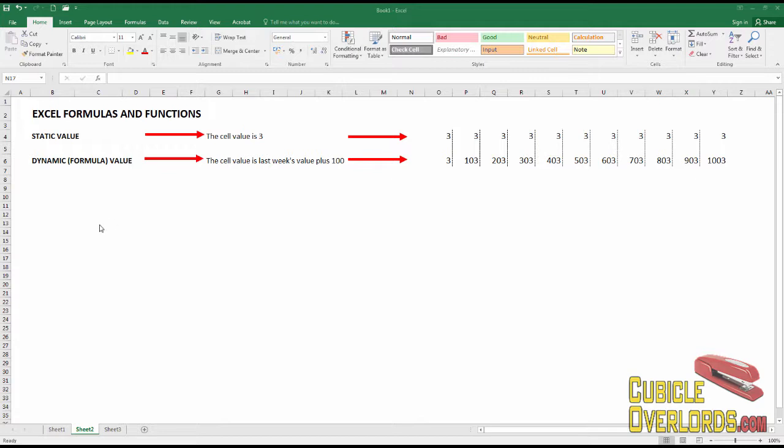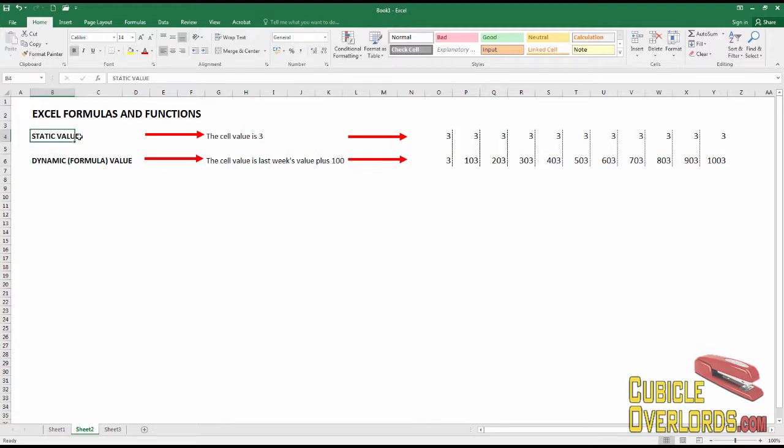Let's start by talking a little bit about static values and dynamic values in Excel. Those are technical terms which essentially mean a value that doesn't change, which is a static value, or a value that changes, which is a dynamic or formula value.